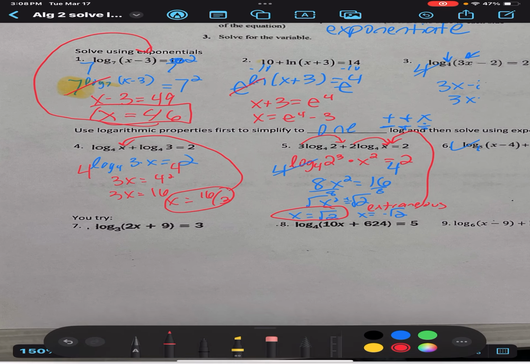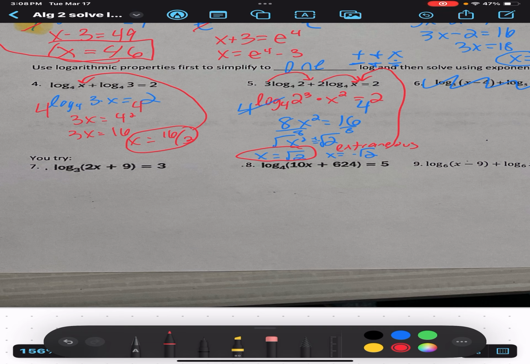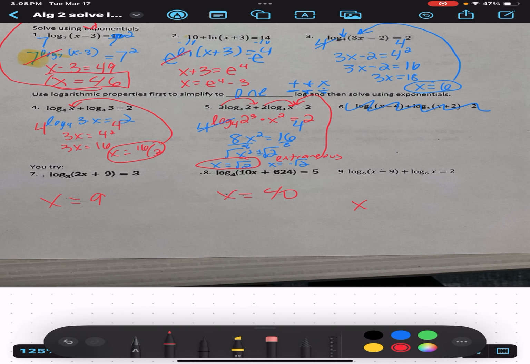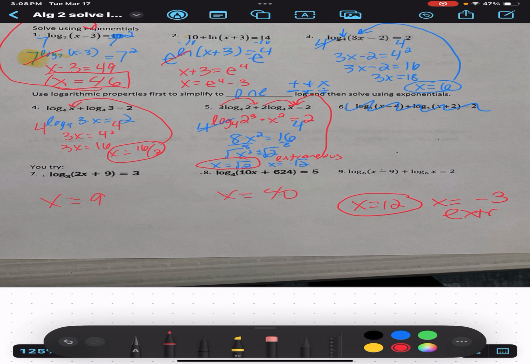Okay. For this next one, again, I would see if you can get these answers yourself. You should get, I'm just going to write them quickly, x equals 9, x equals 40. And for this one, you get x equals 12 and x equals negative 3. But this one right here is extraneous, so it's just that one. And I will see your beautiful faces tomorrow, Lord willing.